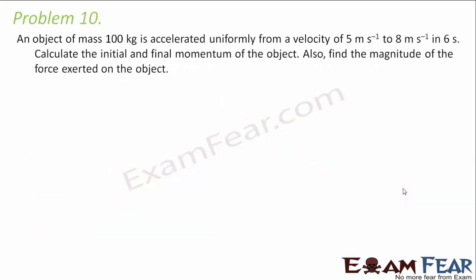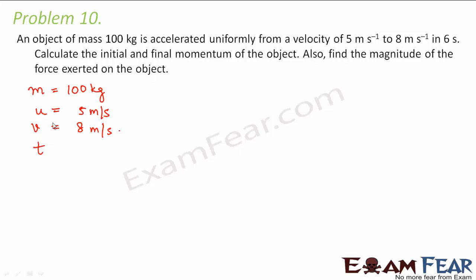It says an object of mass 100 kg is accelerated uniformly from a velocity of 5 meter per second to 8 meter per second in 6 seconds. Okay, so you have an object of mass 100 kgs. So initial velocity was 5 meter per second, final velocity is 8 meters per second, and in how much time this increase in velocity took place? 6 seconds. So we have to calculate the initial momentum. We have to also calculate the final momentum, and we also have to calculate the magnitude of the force.